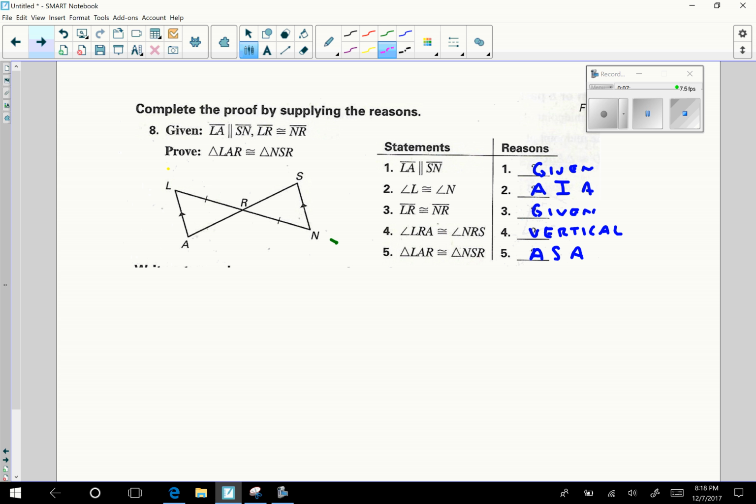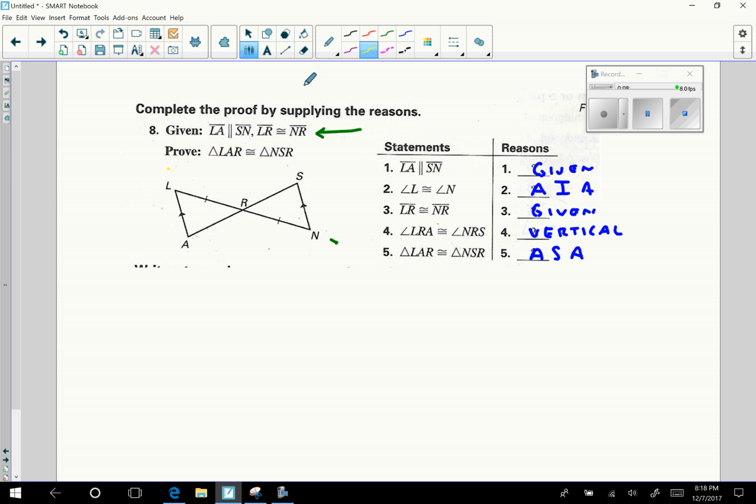Well, we have to be careful with this proof. Here's what we're given. We're given that I have a pair of congruent segments and a pair of segments that are parallel.